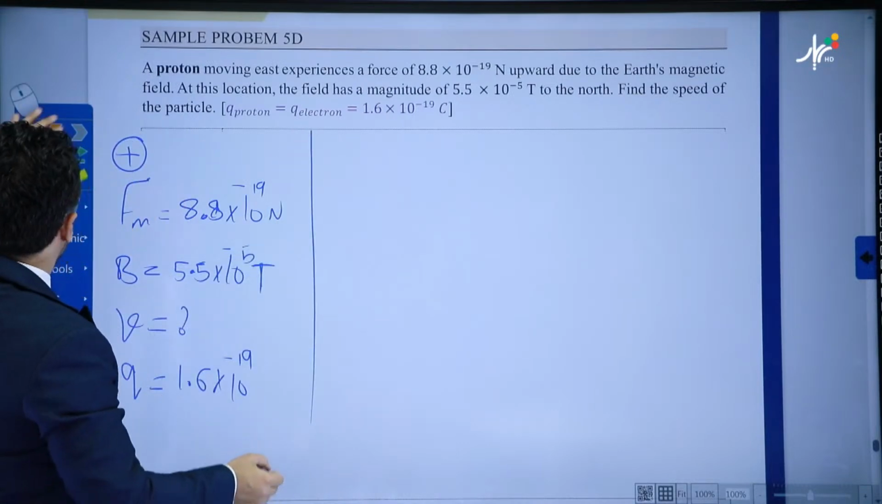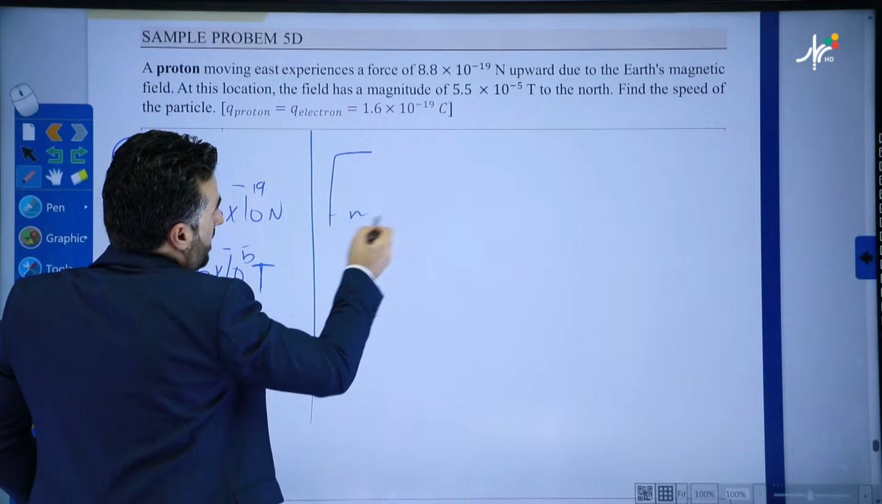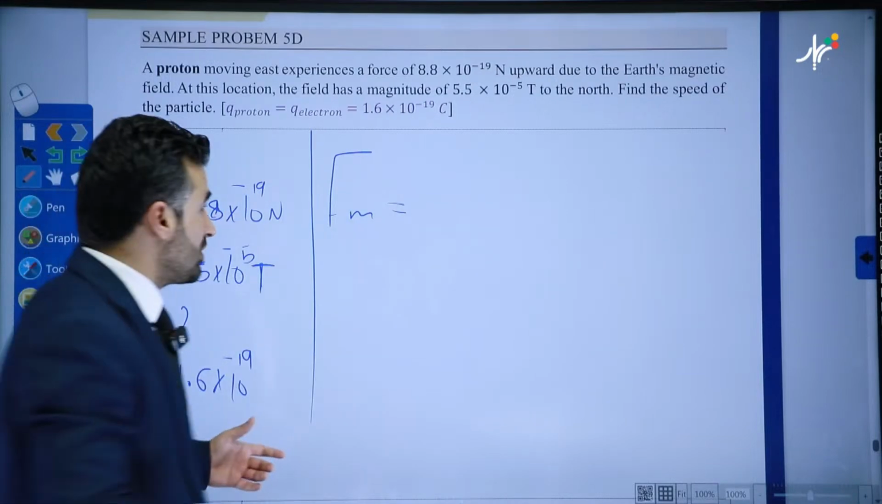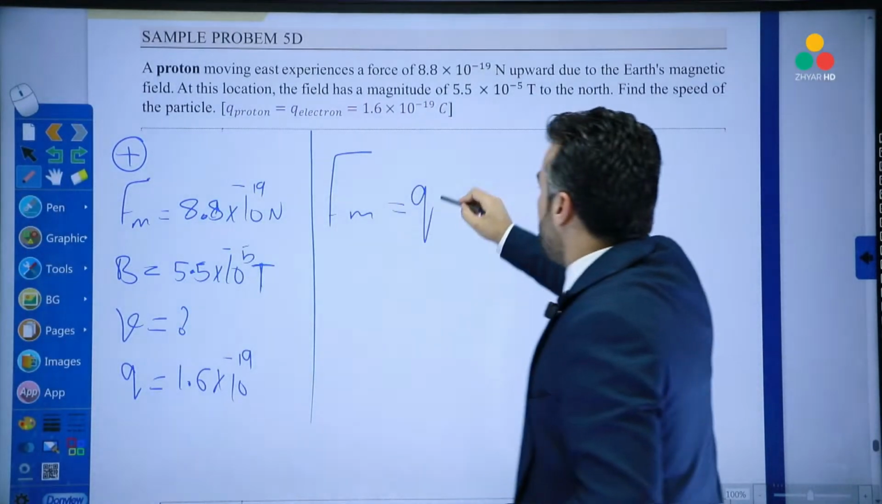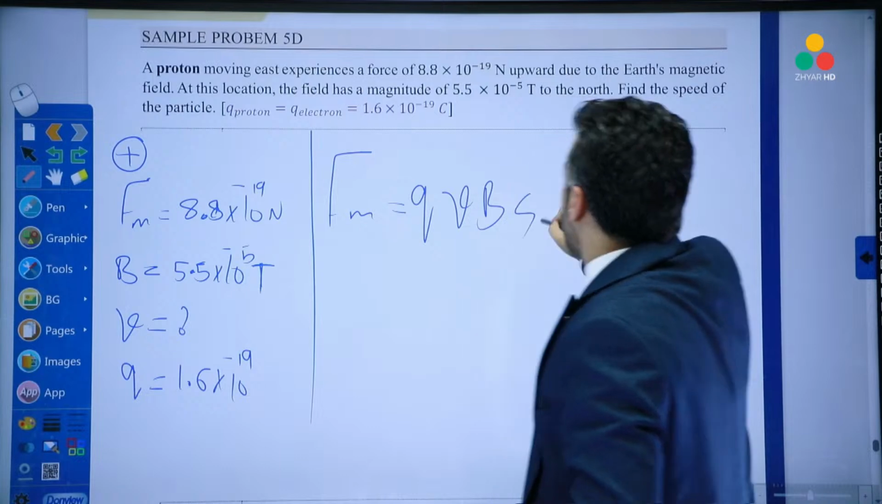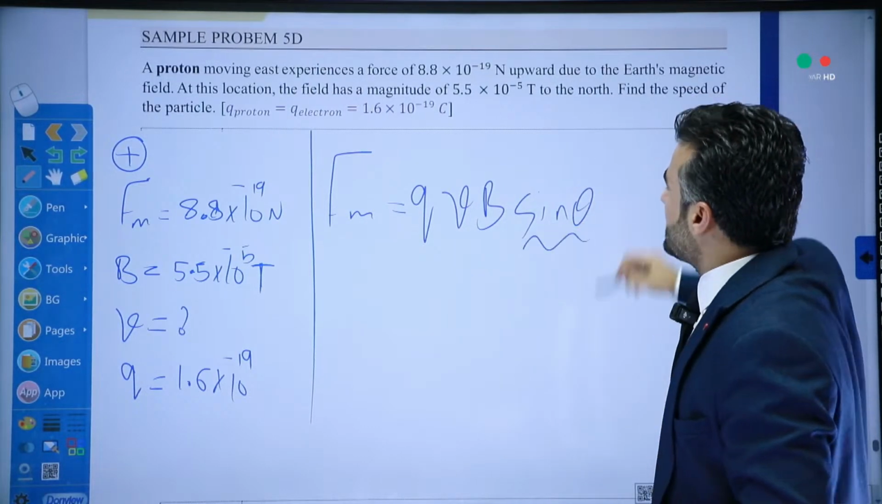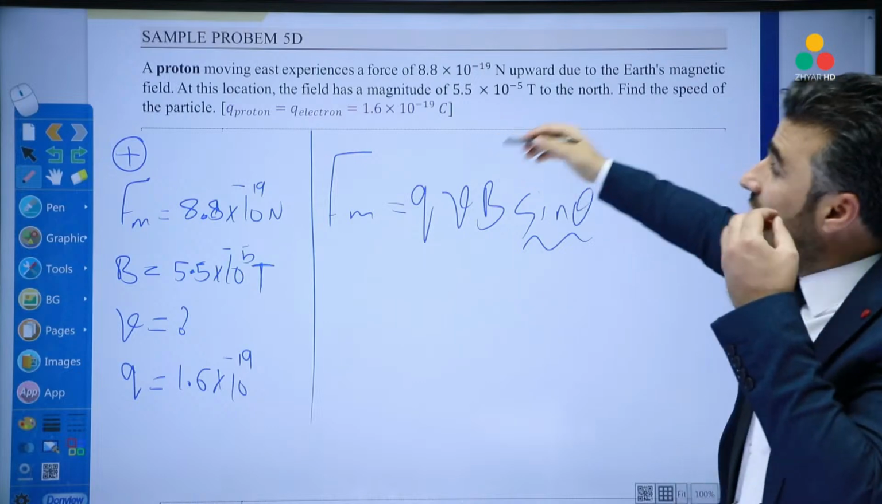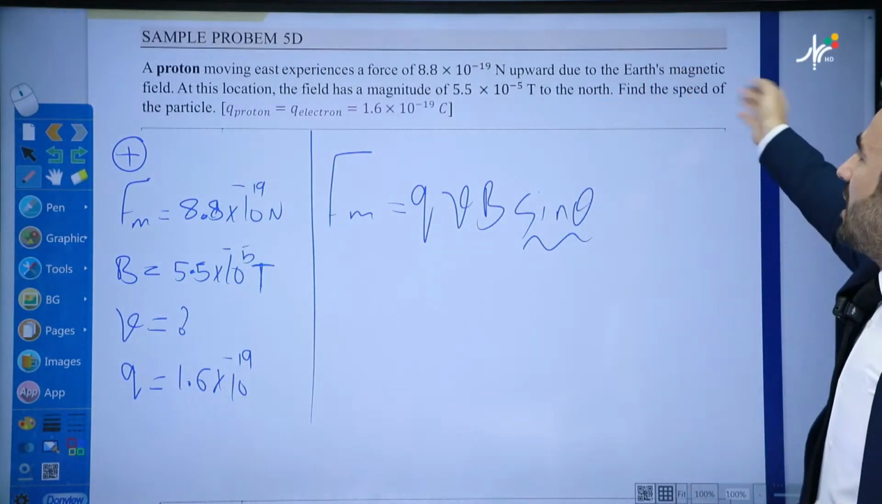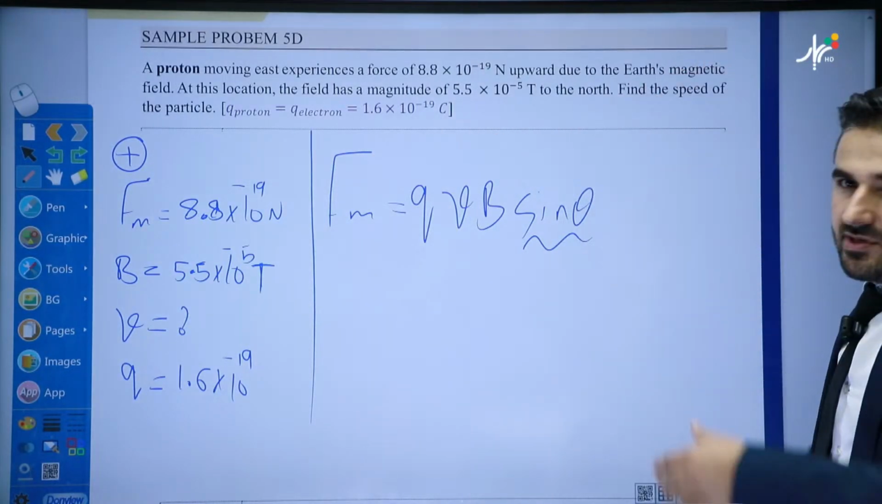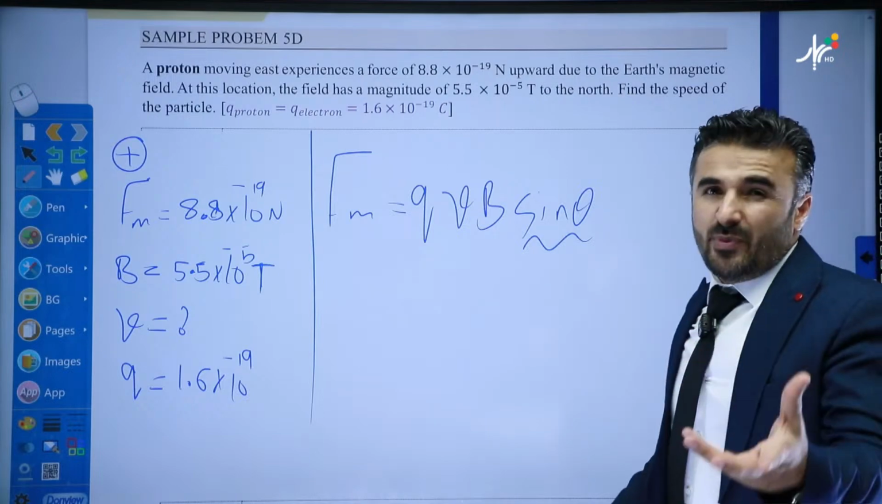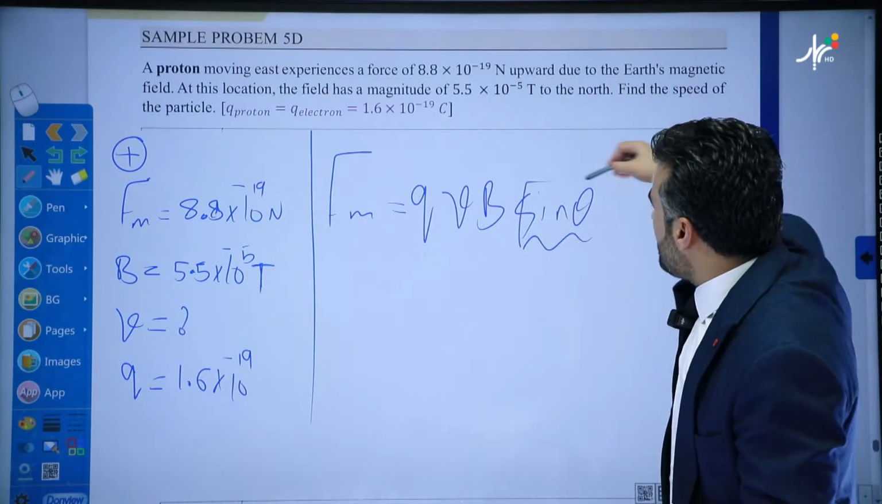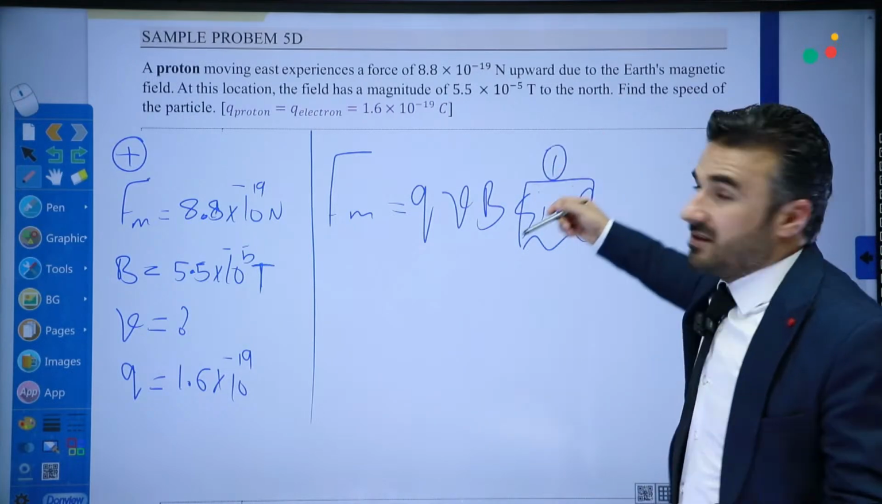Okay, so once again, let's do this. We'll say magnetic force. You do know the equation. Remember, magnetic force on a charge, we'll say QVB sine theta. But watch this, guys. Do I need this part? You tell me, because it tells you this: proton moving east, experience the force of this upward. So these two basically are perpendicular to one another. So we can say that this part equals sine 90, that is 1.